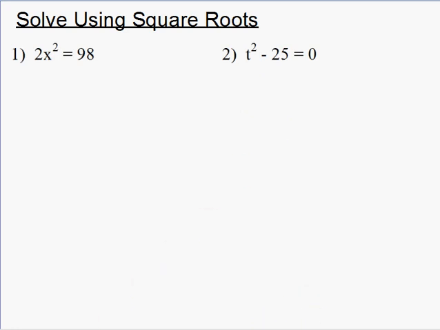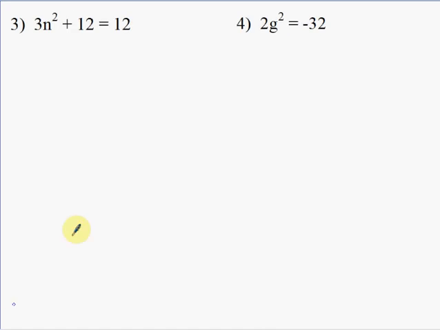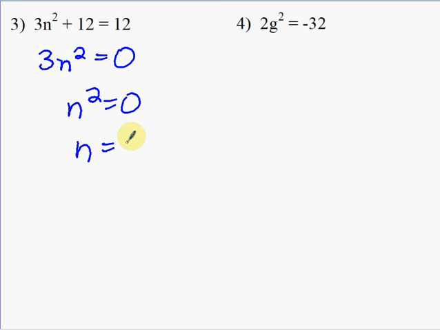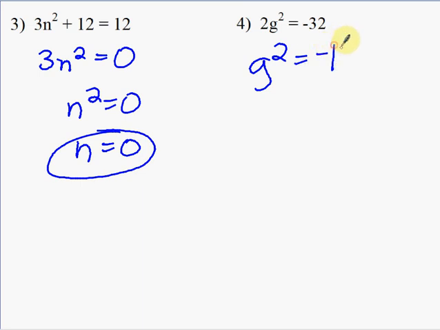Alright, let's flip to the next page here. Okay, and number 3, we're going to have 3n squared. Now I'm going to subtract 12 from both sides. So I'm going to have 3n squared is equal to 0. I'm going to divide by 3. So that's n squared is equal to 0. And this is kind of a special case here, because when you take the square root of 0, there's only going to be one answer. That's 0. Okay? And one more special case here. If we divide by 2, we get g squared is negative 16.